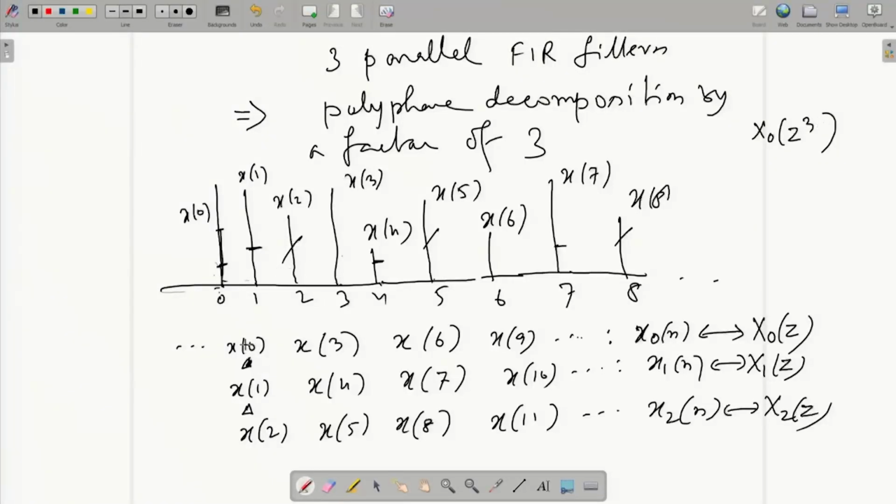Every pair of samples means between x 0 and x 3 there will be two zeros, between x 3 to x 6 two zeros. So, 0 here, x 3, 0 here, x 6 like that. Then here also plug in between x 1 to x 4 two zeros, between x 4 to x 7 two zeros, x 7 to x 8 two zeros. So, that will be x 1 z to the power 3, then you shift it to the right by 1.